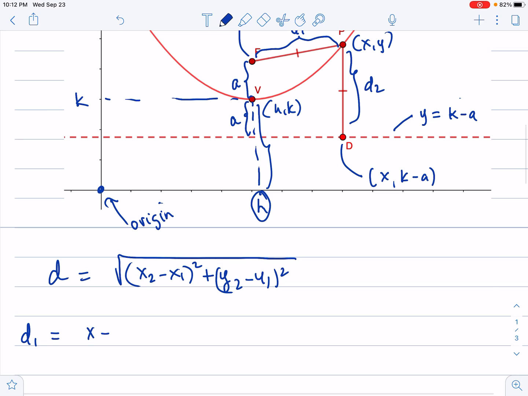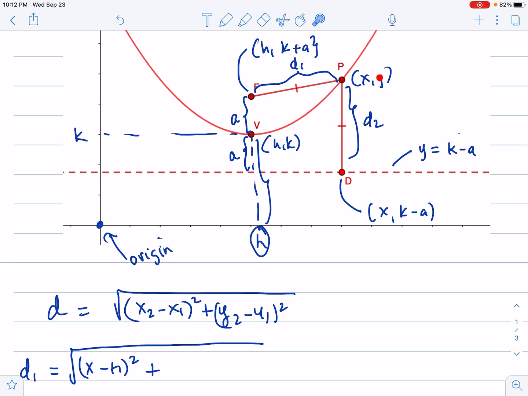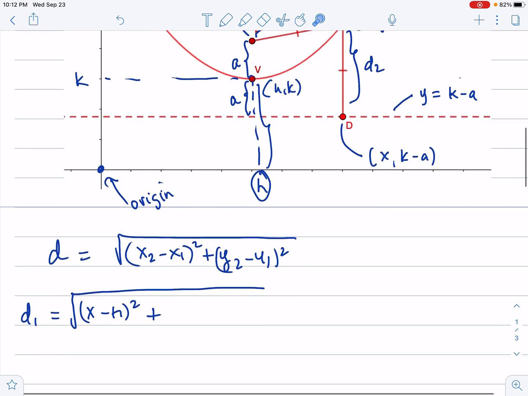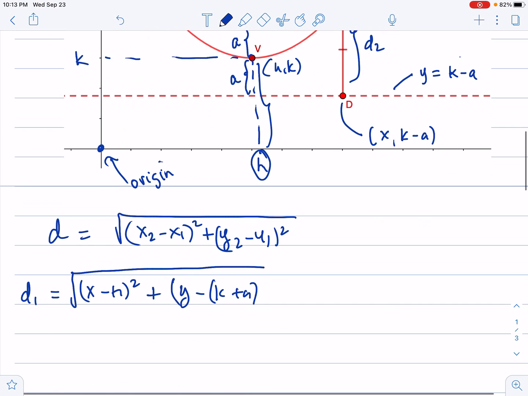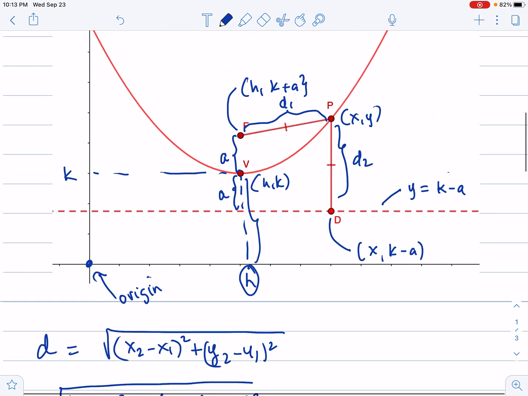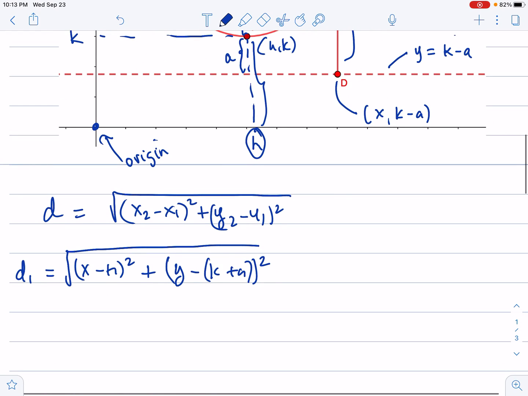So (x − h) squared plus, ano ang y? y sub 2 minus y sub 1. So, that's (y − k + a) squared. So, yan yung distance ng PF. So, this is actually equal to PF.